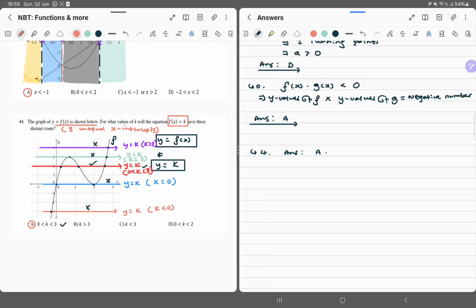Answer is A. So it's always easier when you have a horizontal line doing all these things. So here we just literally want the points of intersection to be 3, because the roots, when 2 equations are equal to each other, are literally the points of intersection.